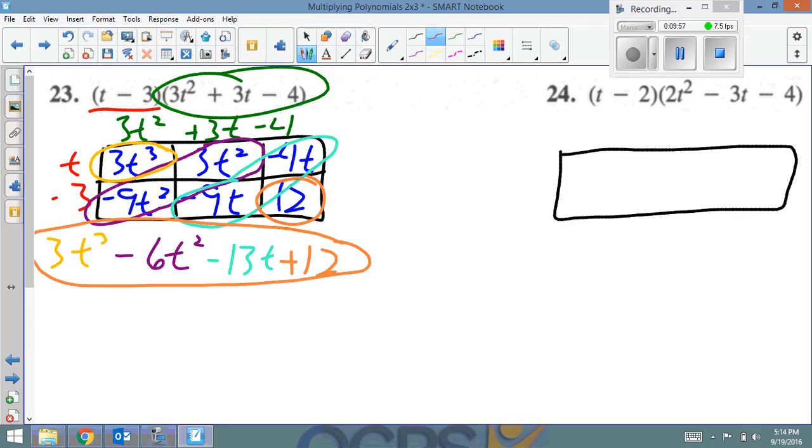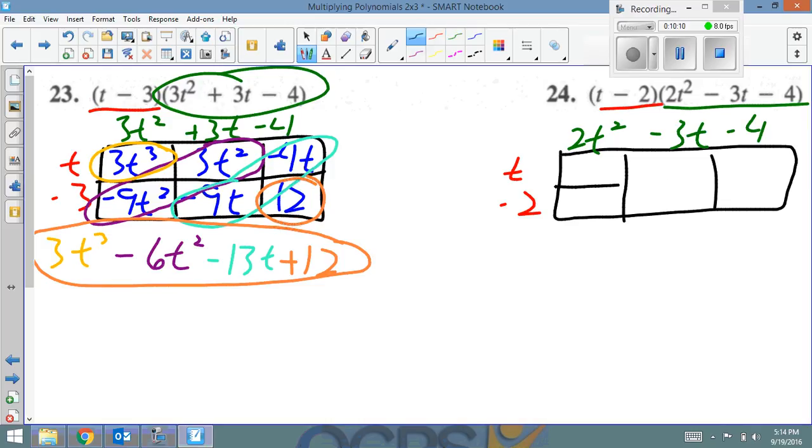Okay, draw yourself a box. T minus 2 goes on the side. 2t squared minus 3t minus 4 is on top. T times 2t squared is 2t to the third. T times negative 3t is negative 3t squared. T times negative 4 is negative 4t. Negative 2 times 2t squared is negative 4t squared. Negative 2 times negative 3t is 6t. And negative 2 times negative 4 is 8.